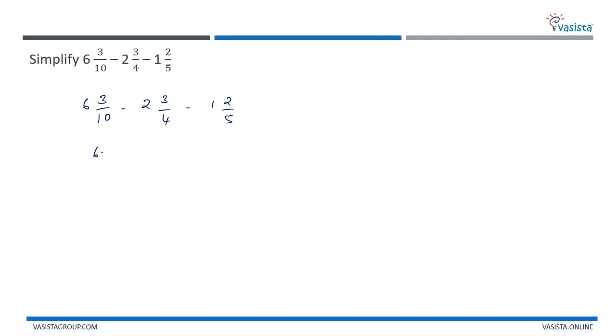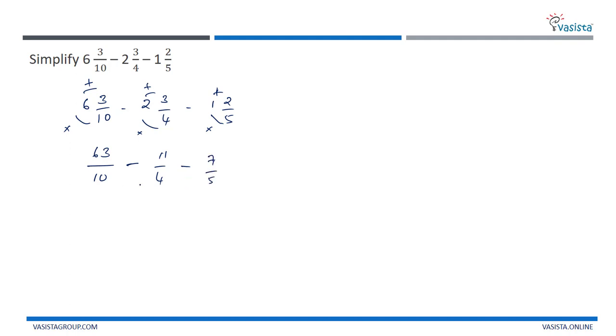63 by 10. Right, this you know how to do. You need to multiply here, and then add. Now minus, 4 2s are 8, 8 plus 3 is 11, 11 by 4. Minus, 5 1s are 5 plus 2 is 7, 7 by 5.